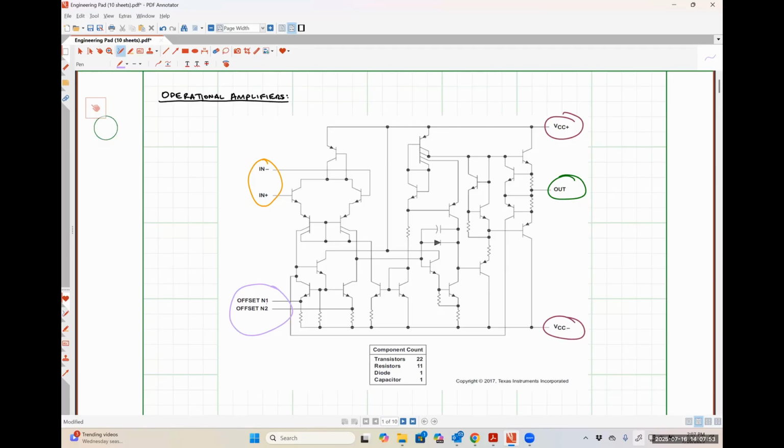So I guarantee you that if you've got a phone in your pocket, you've probably got at least 30 op amps in your pocket right now. They are ubiquitous in electronic systems.